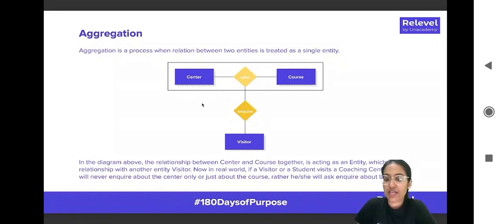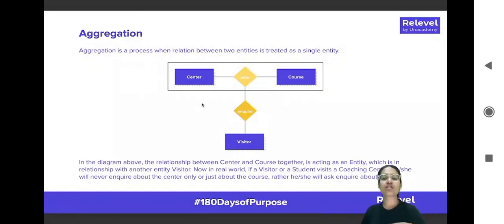Now in the real world, if a visitor or a student visits a coaching center, he or she will never inquire about the center only, or just the course. Rather, he or she will inquire about both of them, correct? Let's say you want to enroll for maths tutoring and you go to a coaching center. You ask questions about the coaching center, and you ask questions about the course as well. You never just ask questions about one thing.